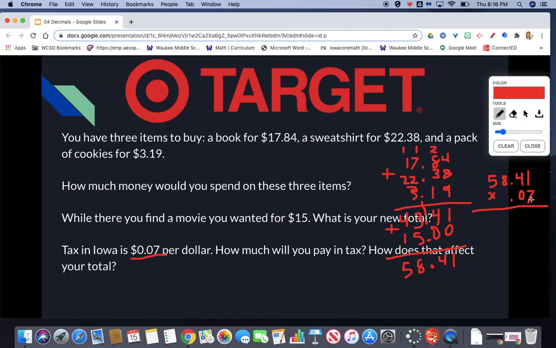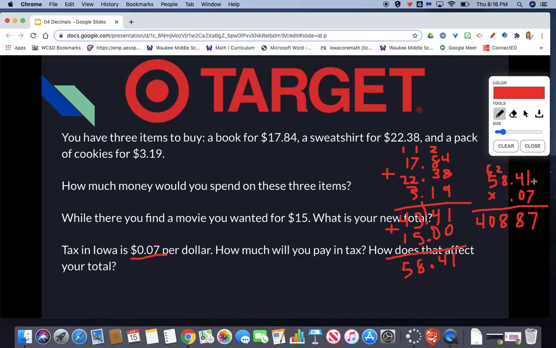Now let's multiply. 7 times 1 is 7. 7 times 4 is 28. Drop the 8, carry the 2. 7 times 8 is 56, plus 2 more is 58. 7 times 5 is 35, plus 5 more is 40. And I have no zeros. This second row would just all be zeros. We would multiply, we get 0, 0, 0. So I don't need to add a second row.